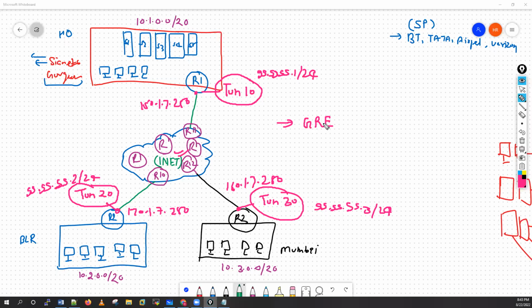Now, with the help of this GRE tunnel, we can run the routing protocol, and we can use GRE as an encapsulation protocol. So whatever traffic flows through this internet cloud is encapsulated inside your GRE header. You will get the internet connection. But guys, the main problem with this internet connection is no service level agreement, no SLA.